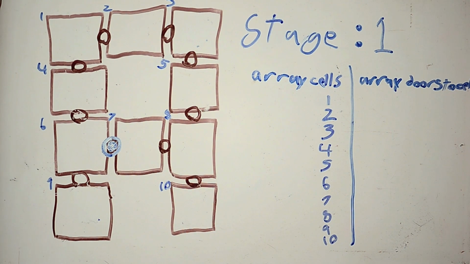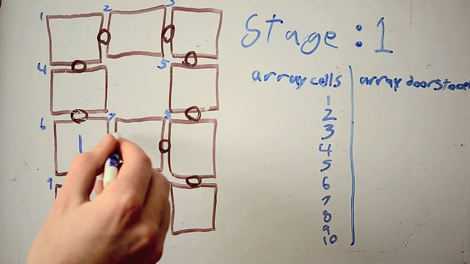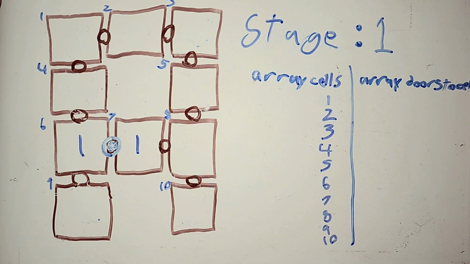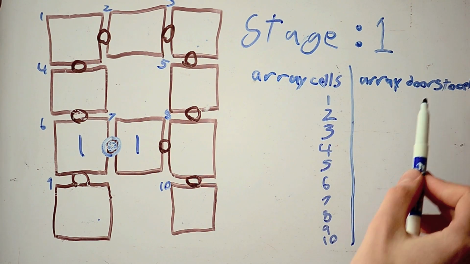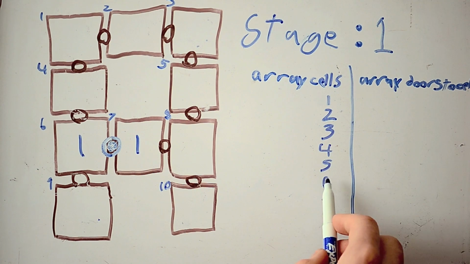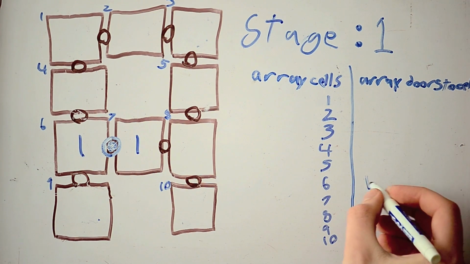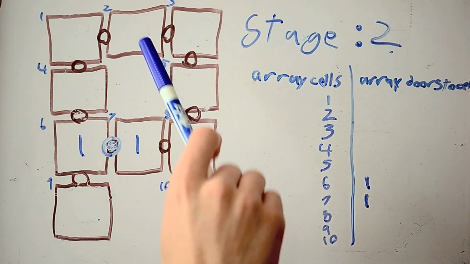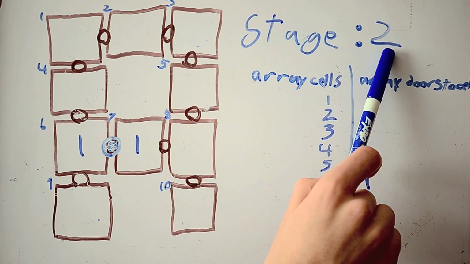So stage 1 is extremely simple. The only thing we need to do is figure out which cells are physically in contact with our door right now. So that would be cell 6 and cell 7. For both of these, we know that we only need to go through one door to get to that particular cell. So let's go over to our array and let's find cell 6, and cell 7.